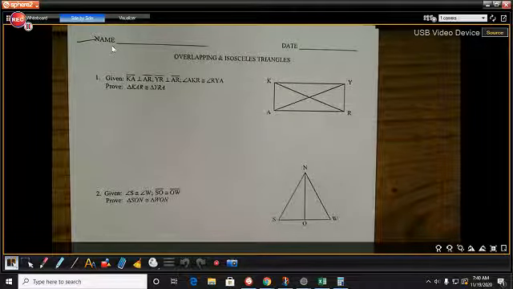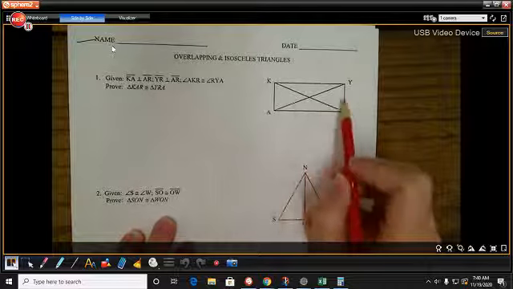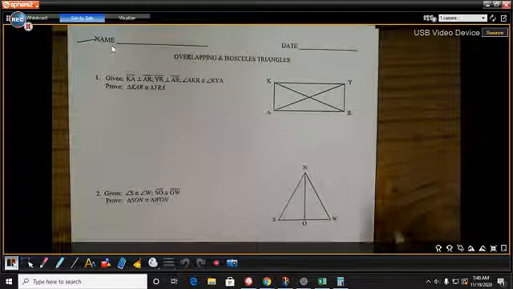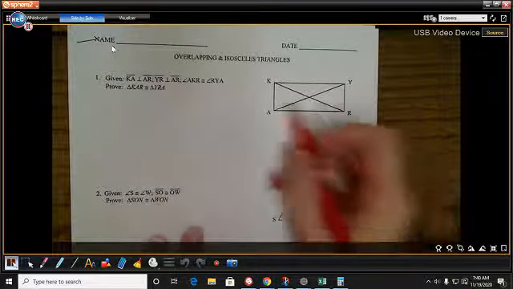We are going to be continuing proofs of congruent triangles, but today we are throwing in a twist where the triangles are going to be overlapping or connected to each other in some way. So to begin, we're going to start with this one.